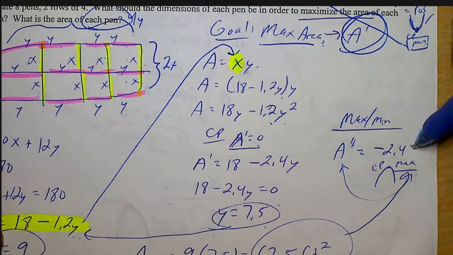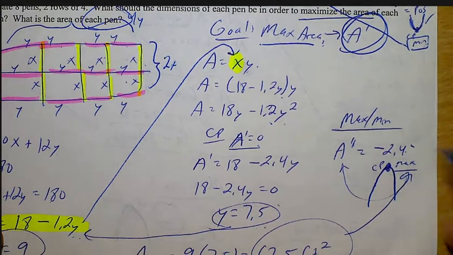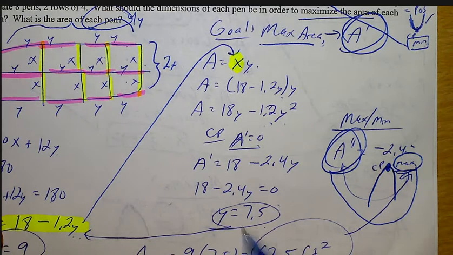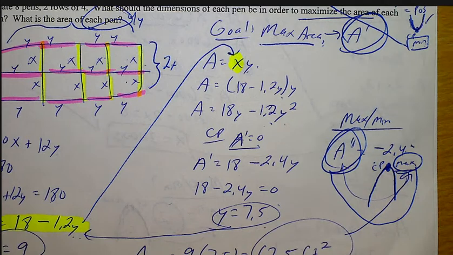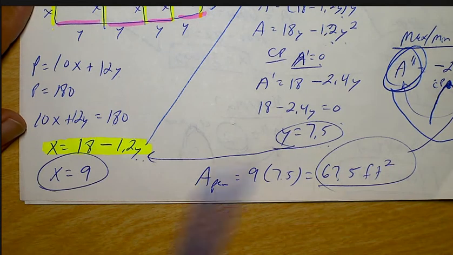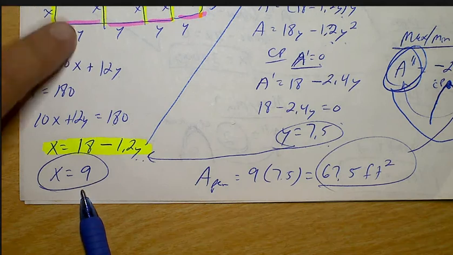And what is it you're maximizing? Area. So y equals 7.5 will maximize your area, because again, the second derivative is an indicator of what the critical point is. It tells you if it's a max or a min. So the one and only critical point is going to be a max. So now find x. Substitute y into this equation, and you get x is 9. So the dimensions of each pen in our diagram are 9 by 7.5. Our units are feet. So the area per pen is 67.5 square feet.